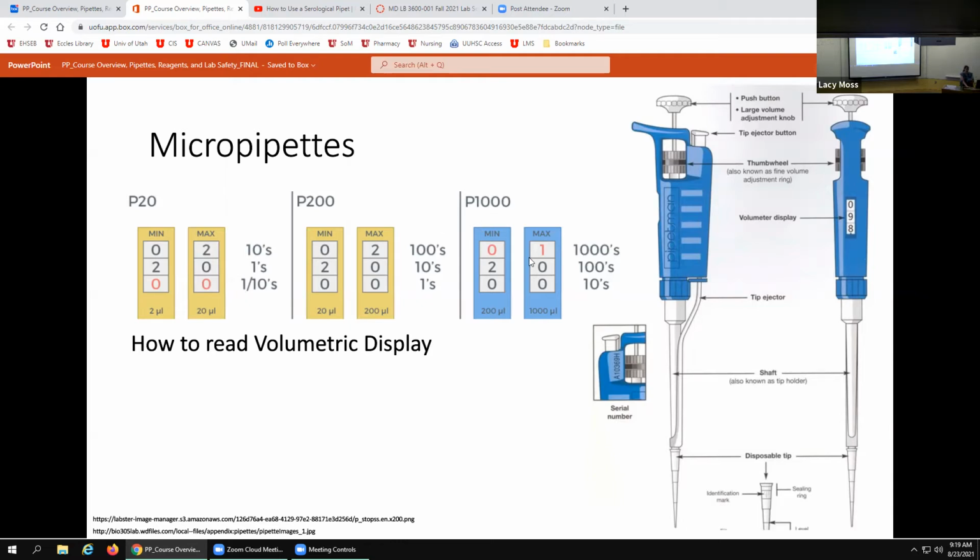Whereas on a P1000, that red is at the top, and that indicates the thousandths place. So it's important to know what the scale is on each one. They usually have little sub markings on ours. There are tick marks at the very bottom of the wheel, and that's where you could do smaller increments, like 0.1, or for the 1000, they're usually in increments of 2 microliters. So you can get a little bit more exactness for the volume you want. But there'll be some practice in today's lab on how to read these.